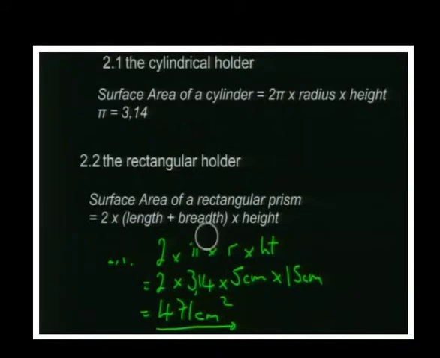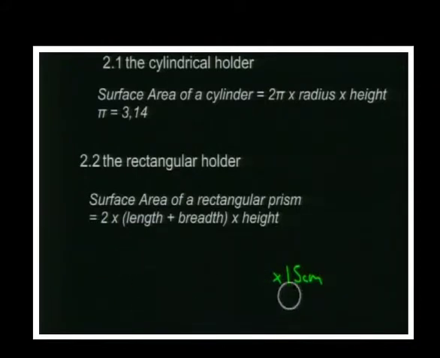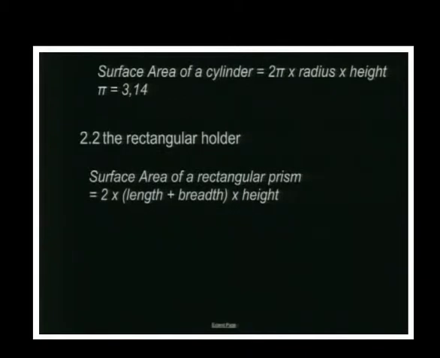Right, now let's look at 2.2. I'm just going to get rid of all this so I can write it underneath here as well. In question 2.2, we're going to find the area of the rectangular holder. Now, to find the area of the rectangular holder, we are given the formula, and we're told that the area is equal to 2 times the length plus the breadth times my height. See how I'm using the formula? Just as they tell me to use it, so I must use it.